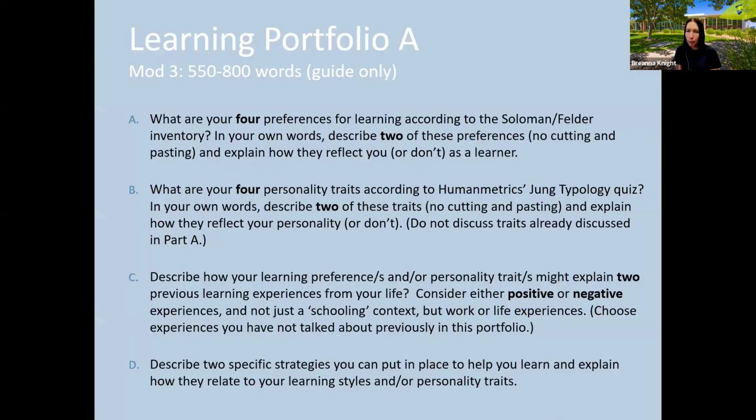We are coming to the end of our modules for Learning Portfolio A. So Learning Portfolio A covers module 1, 2, and 3. This is our last one, and it's due at the end of week 4. So keep that in mind. Here are our questions for this week.